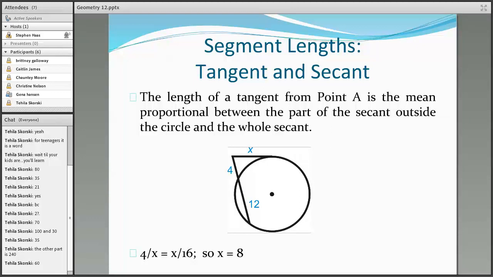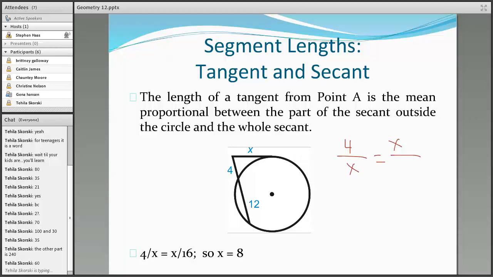The rule is that the x in this case is the mean proportional, which means when you have a proportion, the mean proportional is the thing that's in the middle, or in the bottom of one and the top of the other, between the outside segment and the entire segment. So in this case, that means 4 is to x, as x, and remember, because x is the mean proportional, x is what's on the bottom of one fraction and top of the other, is to what? What should go on the bottom over here?